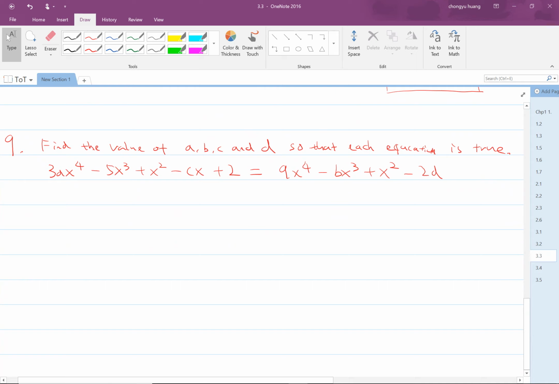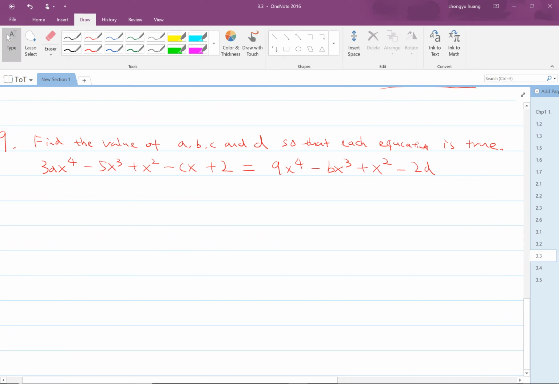Okay, so now let's do the question together. So over here, we want to find the value of A, B, C, D so that each equation is true. So we want to find the value of A, B, C, D.